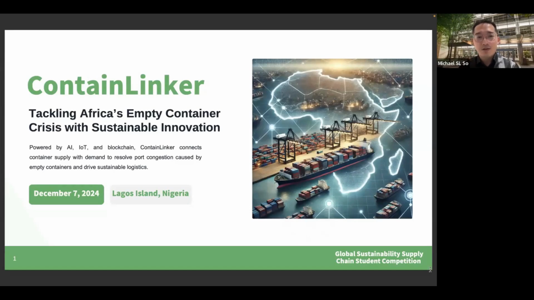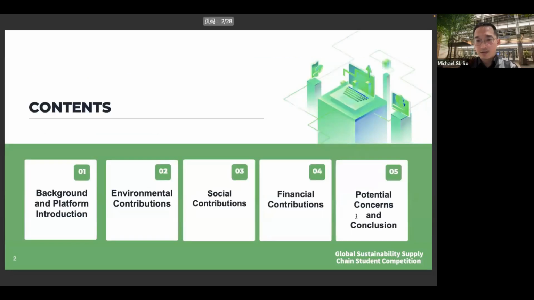We focus on addressing the empty container crisis in African ports. We would like to present our platform called Container Linker. Today's presentation has 5 parts. We will talk about the background, environmental, social, and financial contributions. Lastly, we will address any potential concerns and conclude.